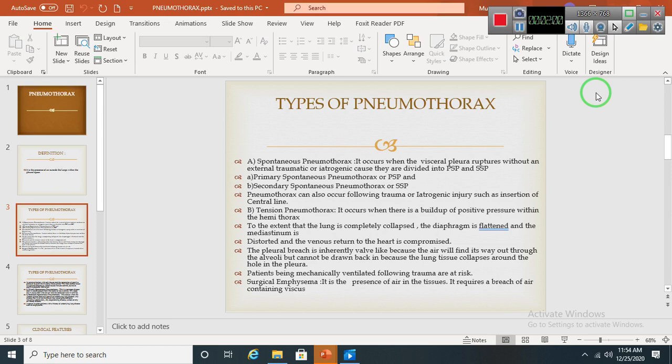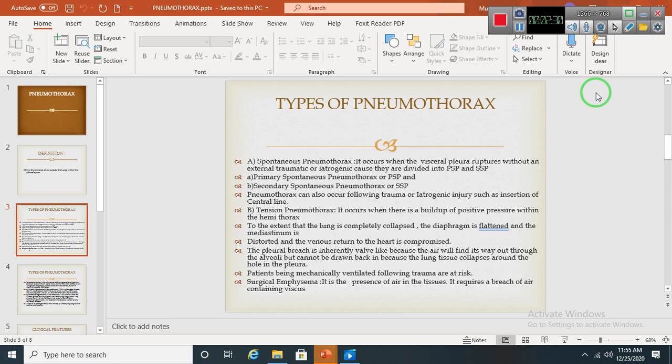The pleural breach is inherently valve-like because the air will find its way out through the alveoli but cannot be drawn back in, because the lung tissue collapses around the hole in the pleura. Patients being mechanically ventilated following trauma are at risk.